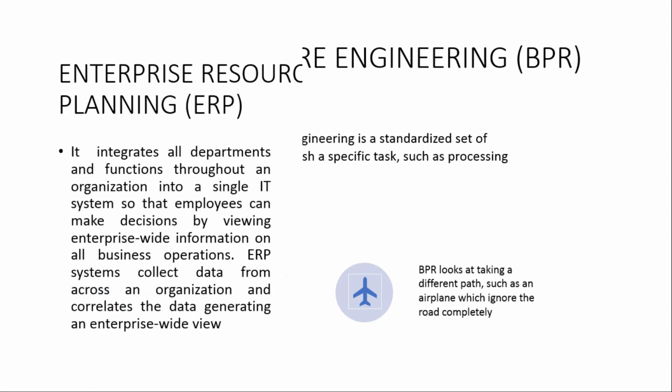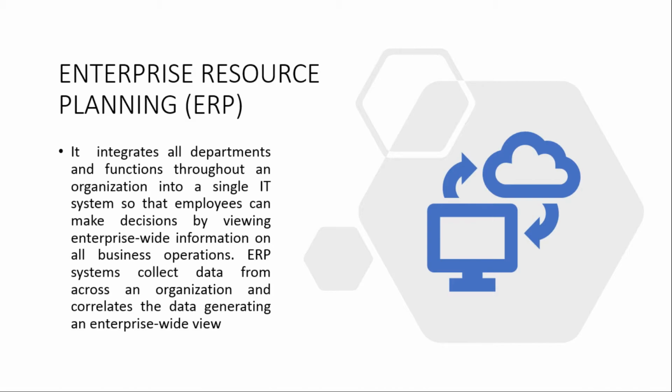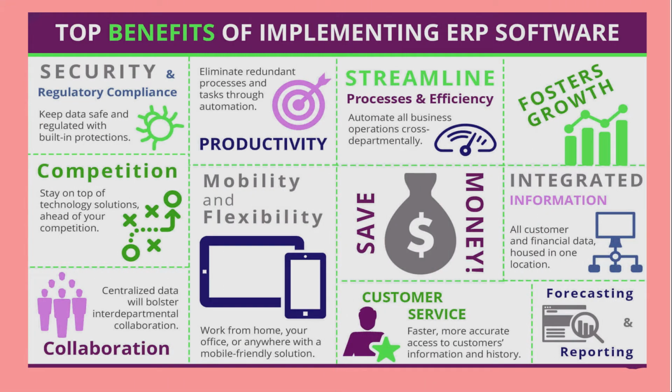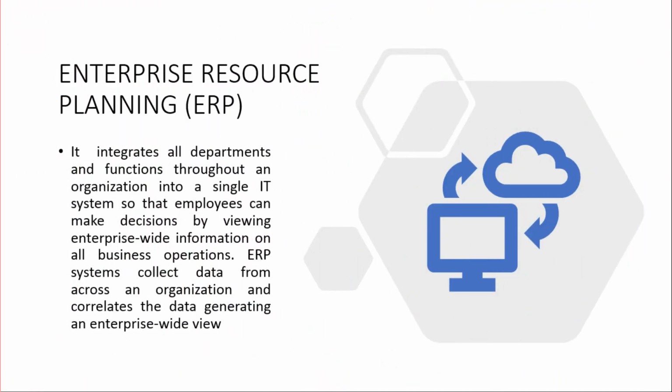Next is enterprise resource planning. It integrates all departments and functions throughout an organization into a single IT system so that employees can make decisions by viewing enterprise-wide information on all business operations. An ERP system collects data from across an organization and correlates the data, generating an enterprise-wide view.